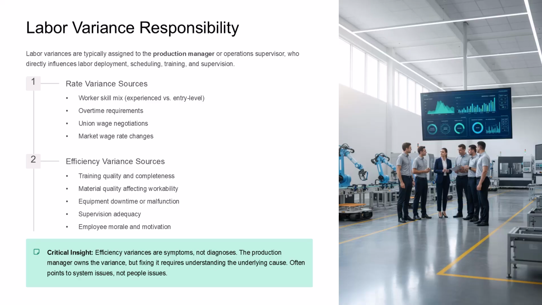As W. Edwards Deming taught us, a bad system will beat a good person every time. Labor efficiency problems often point to system issues, not people issues. The variance tells you where to look, but you still have to investigate and think. Now let's extend this logic to overhead costs and see how variance analysis adapts.